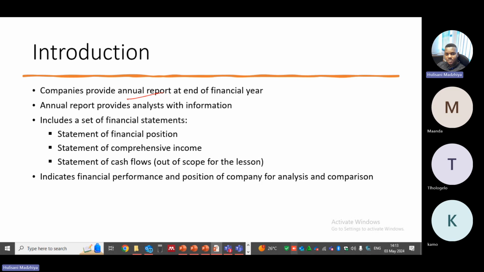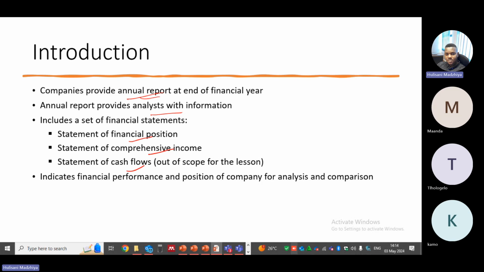Another thing provided in the annual report is the financial statements of the company. These include the statement of financial position, the statement of comprehensive income, and the statement of cash flow. The main aim of providing these is to give analysts, as well as the public, information about the company's financial health.